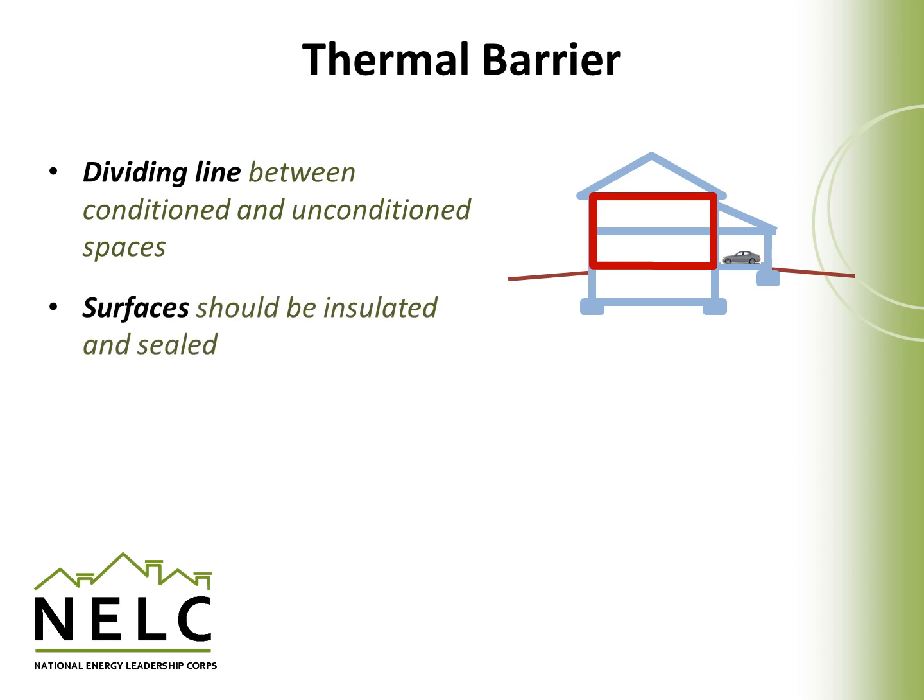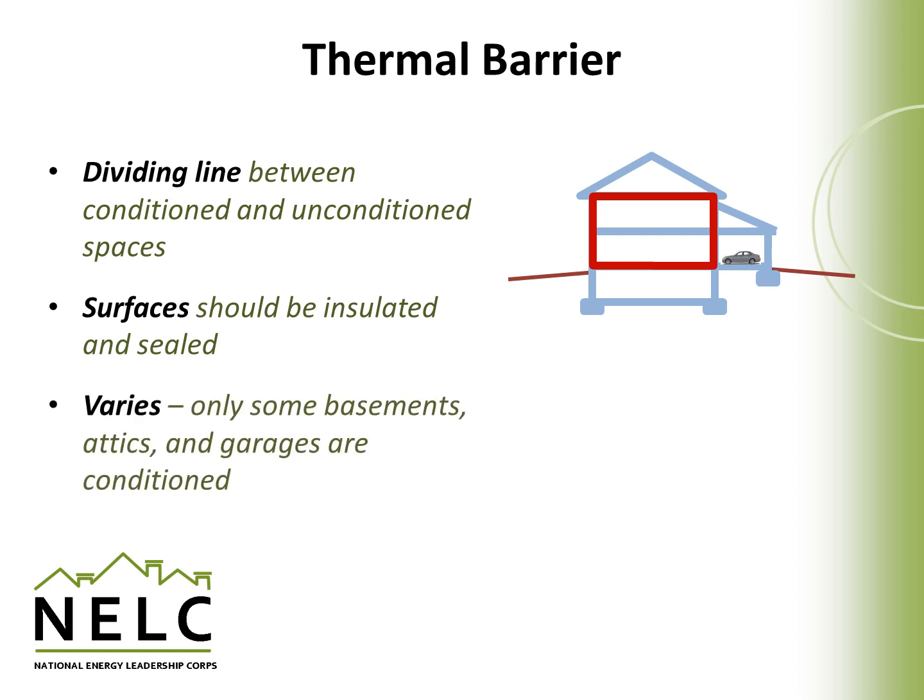The thermal boundary then becomes our main barrier against heat loss or unwanted heat gain, and all the surfaces of this boundary should be insulated and sealed. And it's important to note that because only some basements or attics and garages are conditioned, the location of the thermal boundary can be variable in different homes.